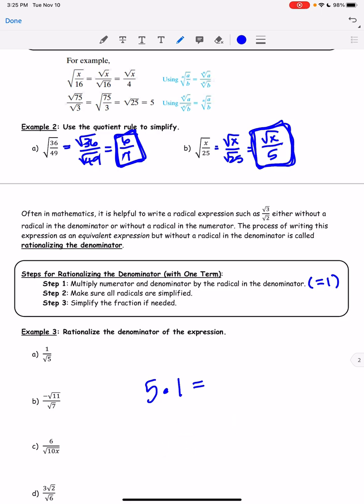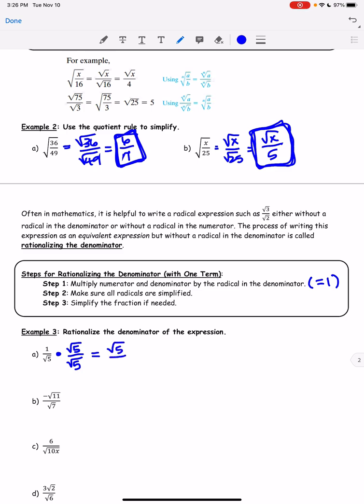So step 1, multiply the numerator and denominator by the radical in the denominator. Step 2, make sure all radicals are simplified. And then step 3, simplify the fraction if needed. So in step 1, we're going to multiply the top and the bottom by whatever is that radical in the bottom. So because we have square root 5, we're going to multiply this by square root 5 over square root 5. Again, that just equals 1, right? So I'm not changing it, just changing its form. So now multiply. We got 1 times radical 5 to give us radical 5.